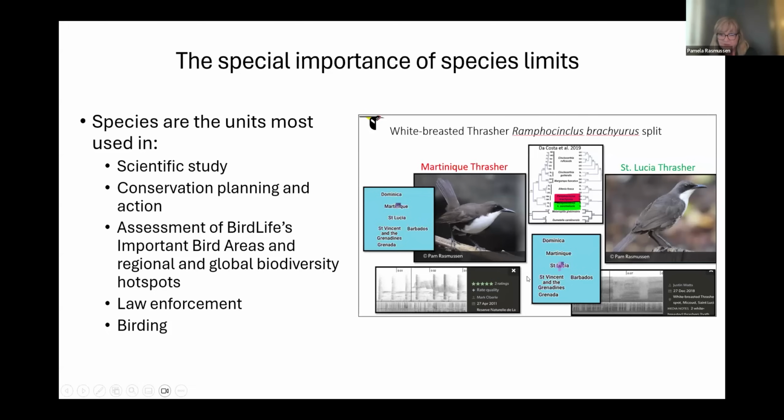Here's an example of a recent split that was done by the North American Checklist Committee, and it really makes a huge difference to the status of these birds now, because formerly they were on two islands. Now in Martinique, they're only found on one small peninsula, and in St. Lucia, they're also quite restricted. So finding that they're not conspecific, despite their obvious similarities, is very, very important to their conservation.